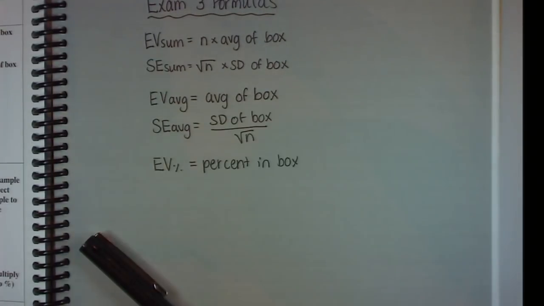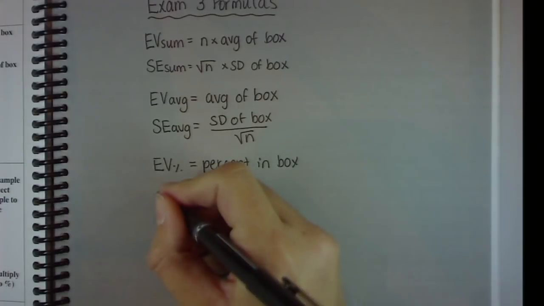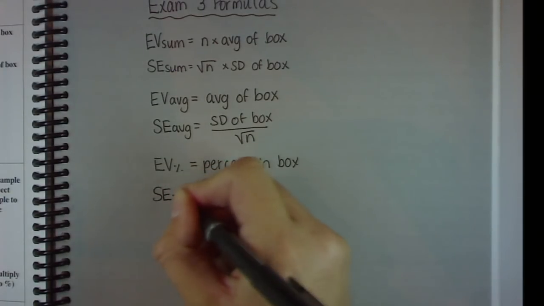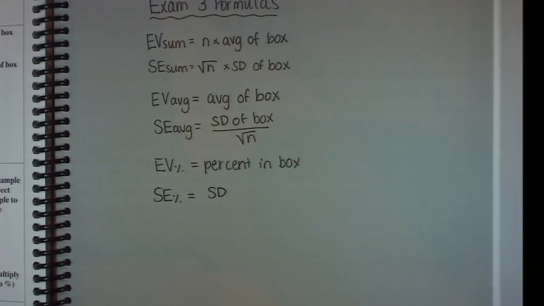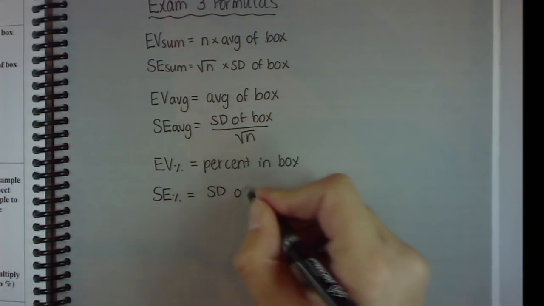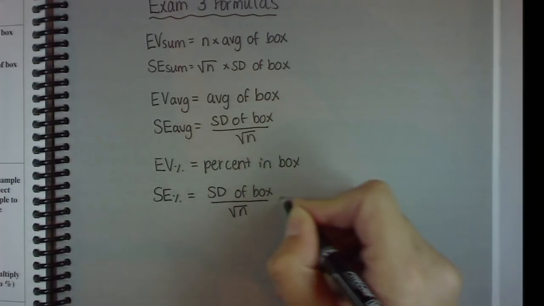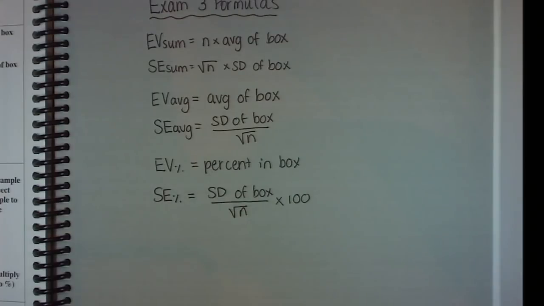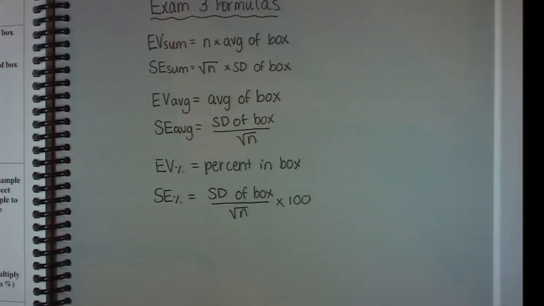So these two are easy to remember. Expected value, the average is the average. Expected value, the percent is the percent. And then the standard error for the average and percent are basically the same, except the percent one we want in percent. So I'm going to multiply it by 100. So this is SD of the box over square root of n times 100. So these are kind of all related. Averages and percents. Basically, percents are just averages in percent form.